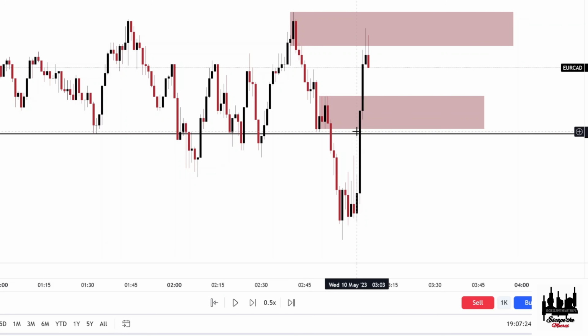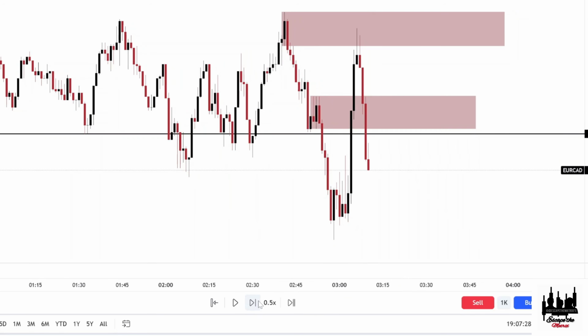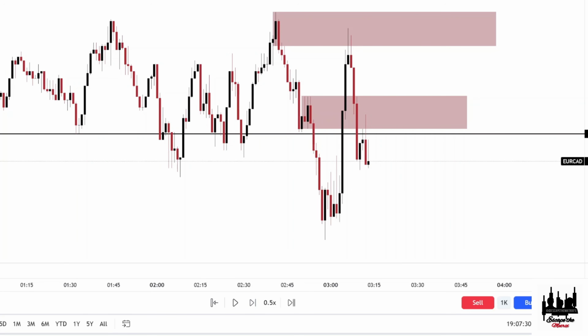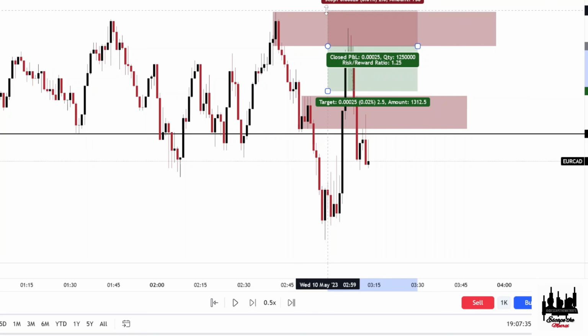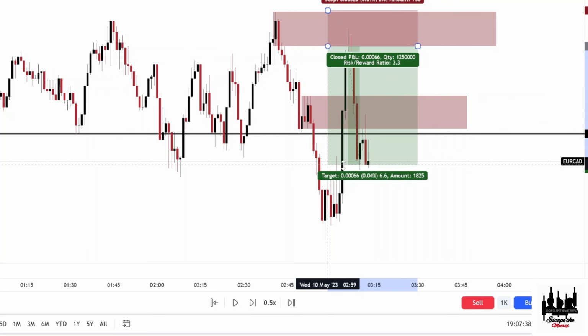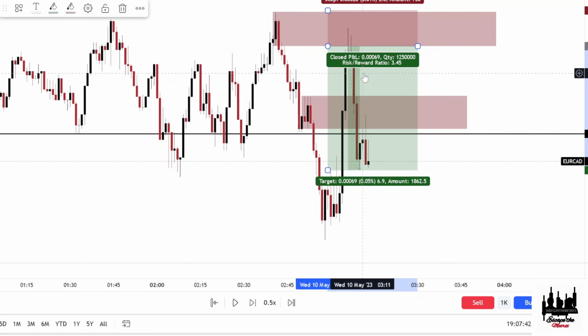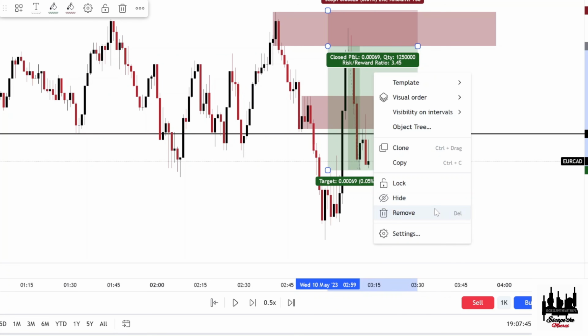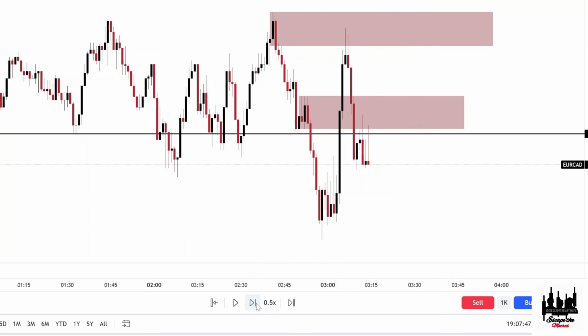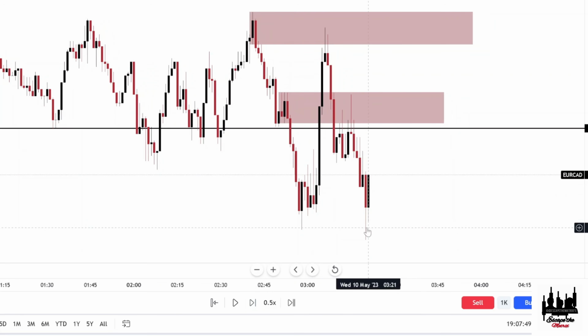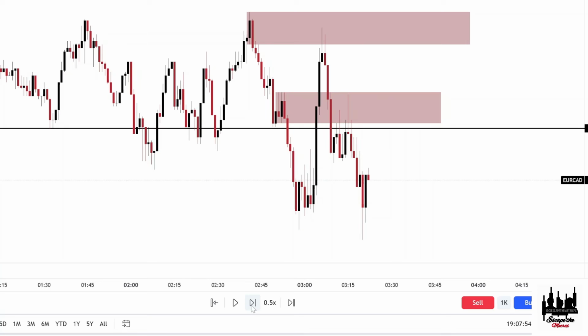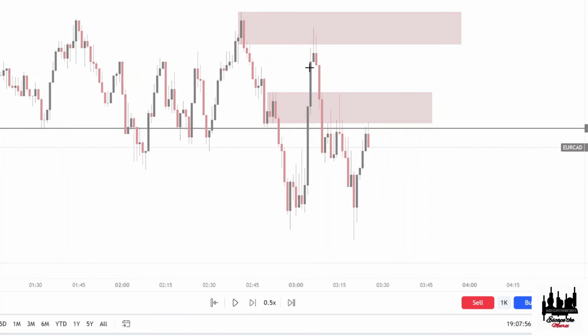Okay, so price completely blew through the first one, and look at the second one. So far we had a 3.5 to 1. So that's good. Let's see. Oh, it probably ends up around 6 to 1. Okay, so let's go to the next setup.